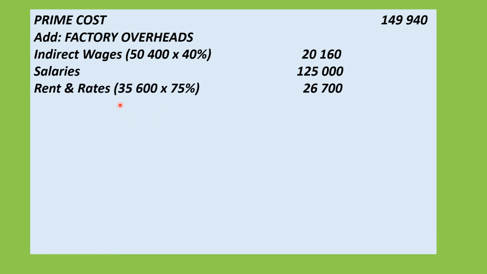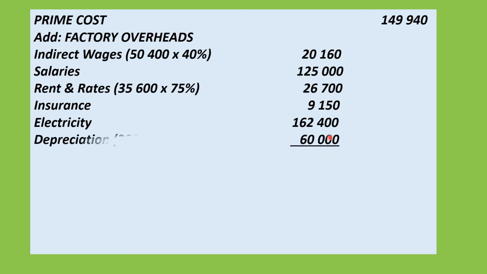Rent and rates, 35,600 by 75% is for the factory. The other 25% is for the administration buildings. Insurance, 9,150. Electricity, 162,400. And depreciation, we are told is 20%. So we calculate all that and we add them up.